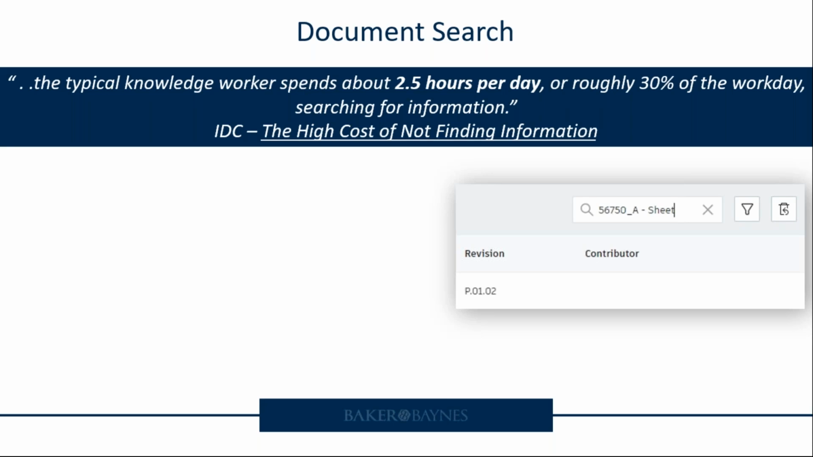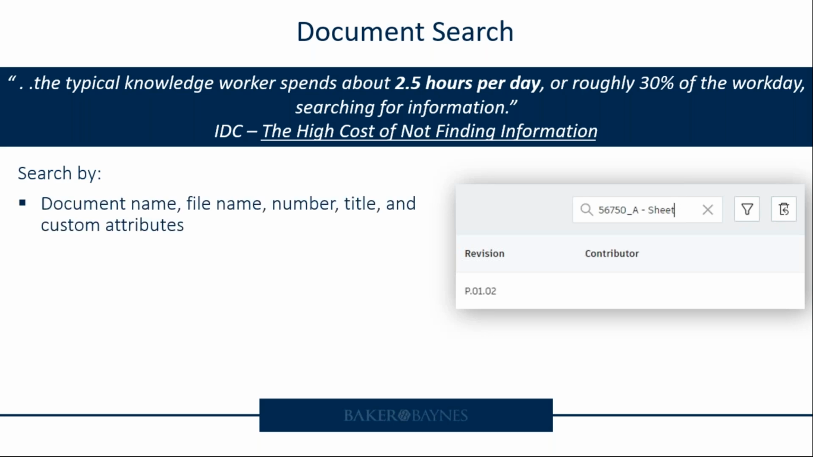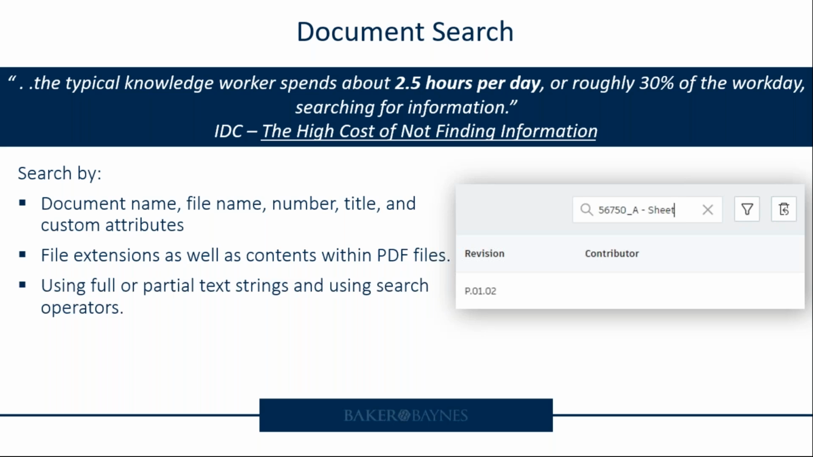As a project goes along, hundreds of drawings and other documents will be uploaded to the server. Docs makes it easy with its search functionality, where you can search for documents by file name, by number, title, or even custom attributes that would be useful for a particular project. You can also search by file extensions or the contents of a PDF. Searches can be done in either full or partial text, and this can save you a lot of time. Using quotation marks allows you to search for the exact document name that you're looking for.